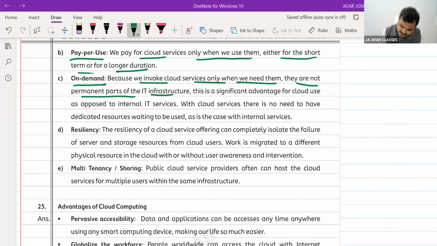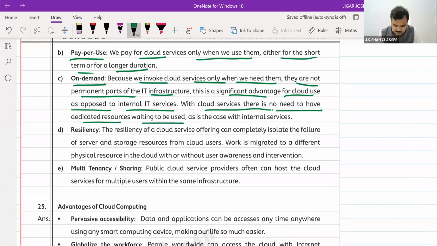The significant advantage of cloud use is as opposed to internal IT service. If we have internal IT service, then obviously it's expensive and it's a part of our IT team. But here we can take the service as and when we want. If you don't want it, discontinue. Example, if you have your own car, then maintenance would be there. At least once a week, you should take a little round so that the engine and other things will not be disturbed. But when we are using Ola and Uber, sir, when we want, we call them. If we don't want, we cancel the ride. See this. With cloud services, there is no need to dedicate resources waiting to be used.